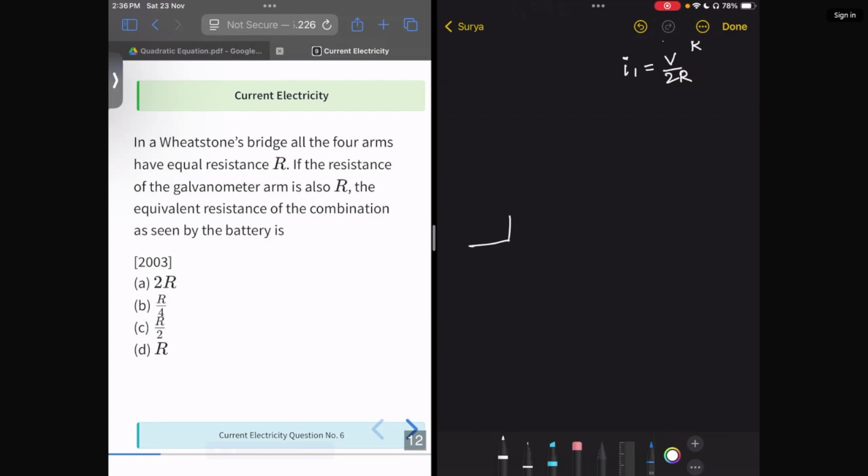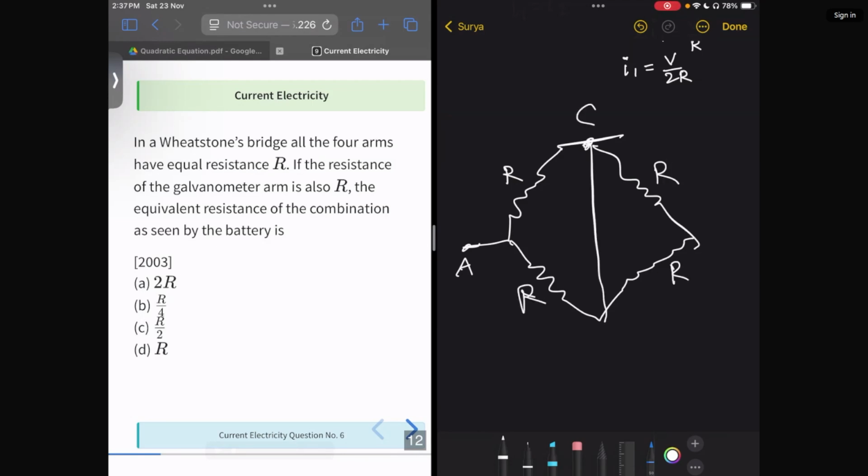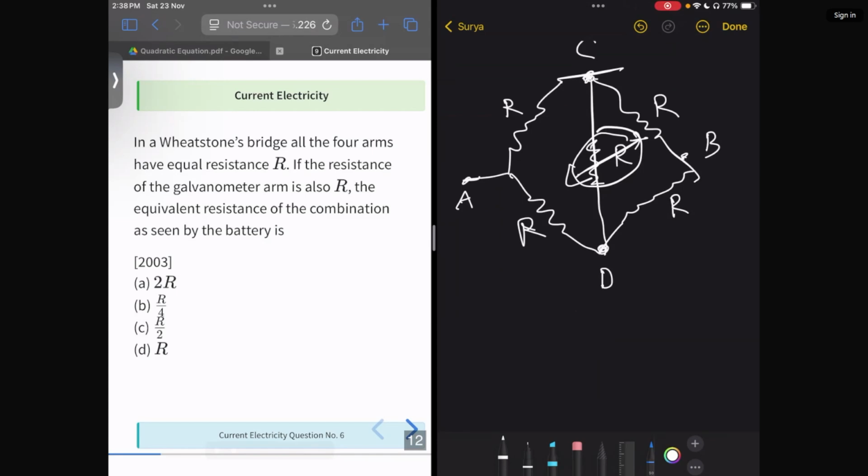If the Wheatstone bridge is balanced, so you know the Wheatstone bridge, right? There is a resistance R, a point A, and another resistance R. The bridge is balanced, with points C and D, and the galvanometer of resistance R. When the Wheatstone bridge is balanced, there is no current flowing, so the galvanometer resistance will be ineffective.